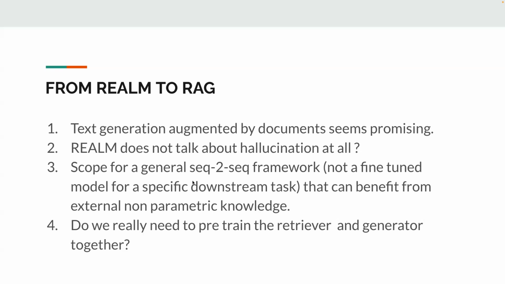So also, if the REALM paper showed that there's a scope for using autoencoders in a downstream task, RAG wants to extend that to a general sequence-to-sequence framework that can be used for any downstream task, right? And then the last question is, do we really need to pre-train the retriever and generator? Because that seems to take most of the time in pre-training, right?